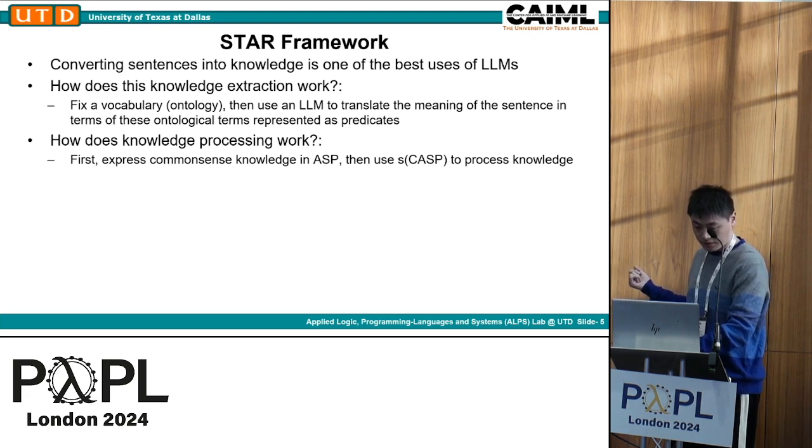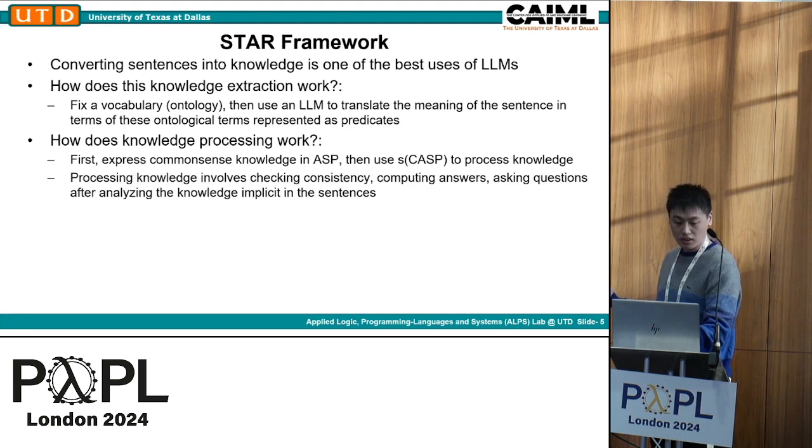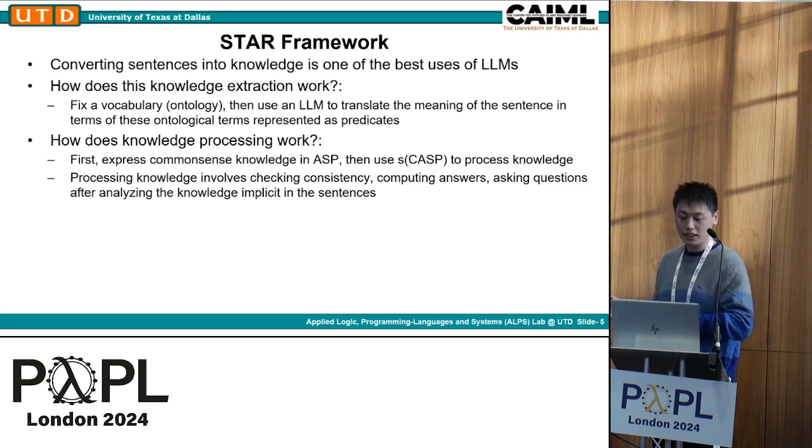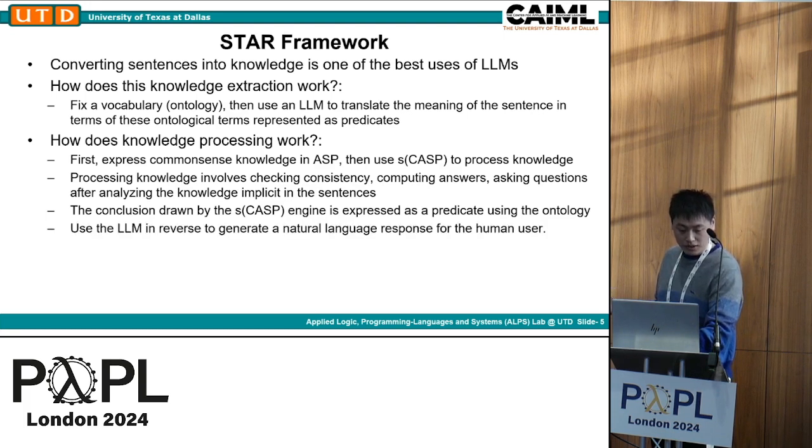First, we express the common sense knowledge in ASP, then use CASP to process the knowledge. This processing involves checking consistency, computing the answers, and asking questions, as I discussed. We call this the CKT step: asking the questions, and then if all the required questions are satisfied, we give them the conclusion. I will introduce it a little bit later. And then we use the LLM in reverse to generate a natural language response for the human user.